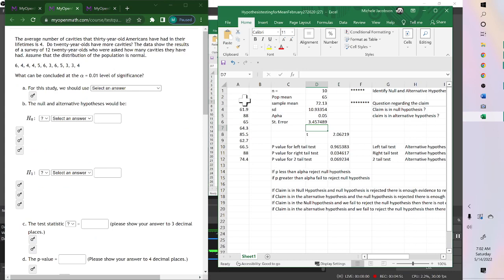The other one will be the same thing, typing the values: 6, 4, 4, 4, 5, 6, 3, 6, 5.